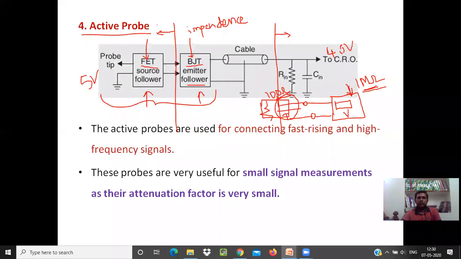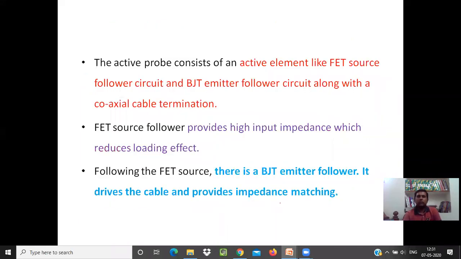These are the blocks in the active probe. The active probes are used for connecting one specific point. Why is this used in the circuit? The active probes are used for connecting fast rising and high frequency signals. Second, these probes are very useful for small signal measurements, and their attenuation factor is very small. Whenever we are measuring a small signal, we can choose this type of probe.